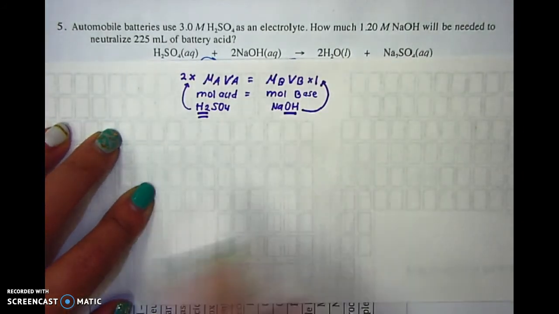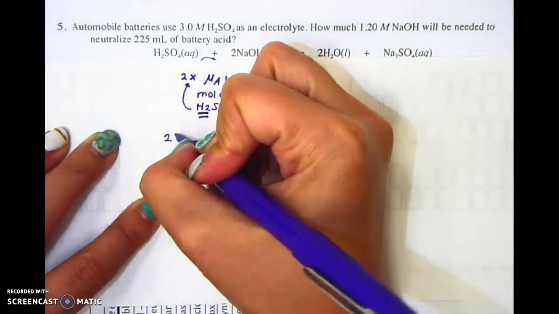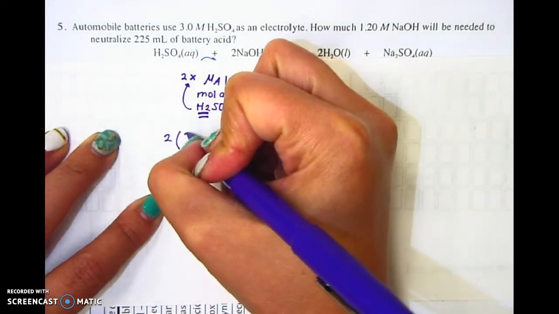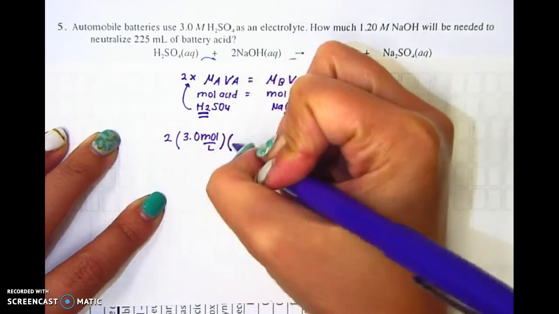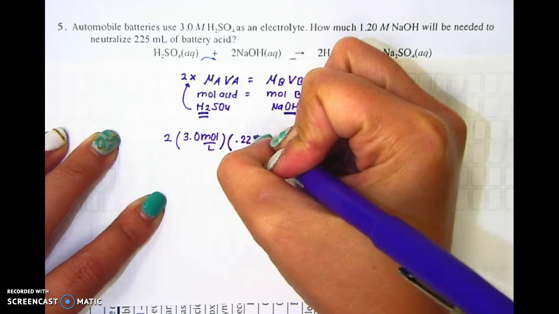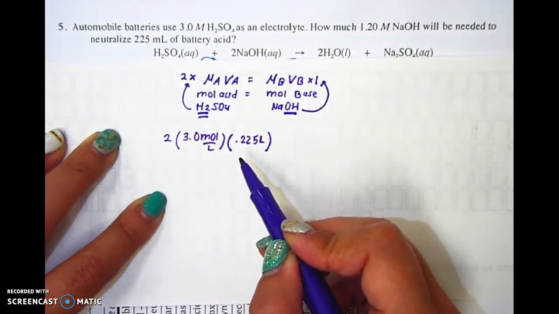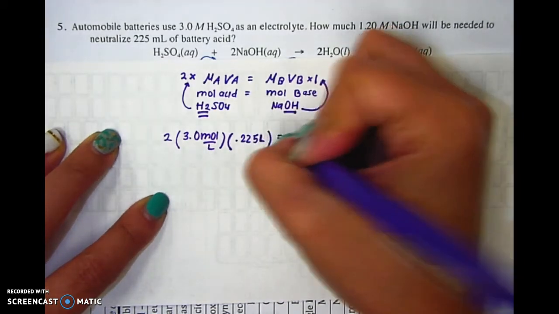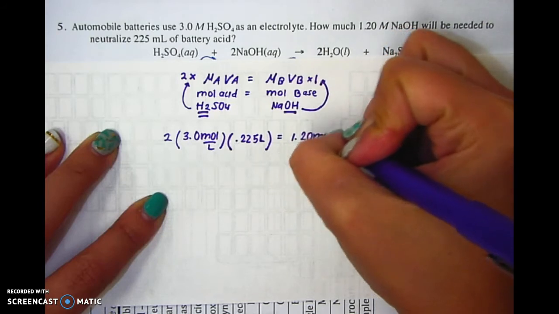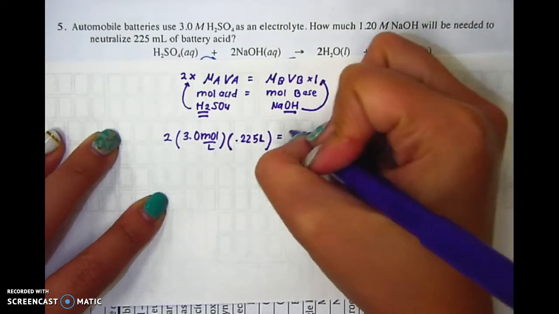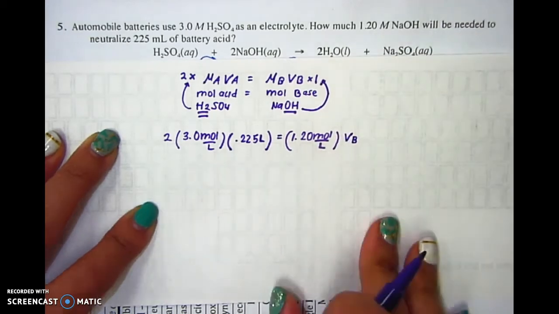And the rest of this is just pretty much plugging in whatever they gave us in the problem. So we have 2 times the molarity of my acid, which is 3 moles per liter. The volume of the acid is 0.225 liters. I had to convert milliliters over to liters by dividing by 1,000. The molarity of the base is 1.20 moles per liter. And the volume of the base is what you're actually going to be looking for.